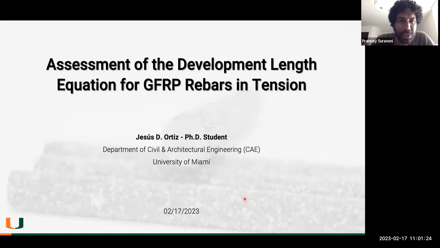It gives me great pleasure to introduce our speaker for today, Jesus Ortiz, who will be speaking on assessment of the development length equation for GFRP rebars in tension. Jesus is a PhD student in civil and architectural engineering at the University of Miami. He holds a BS and MS in civil engineering from Escuela Colombiana de Ingeniería Julio Garavito in Colombia.